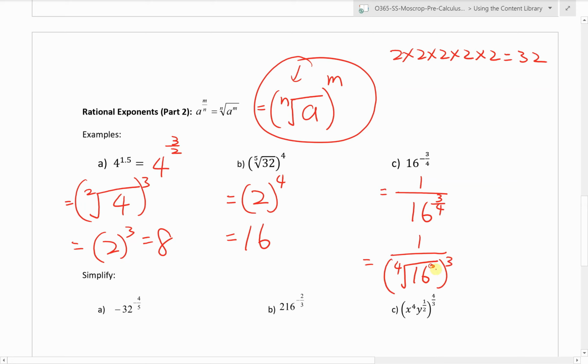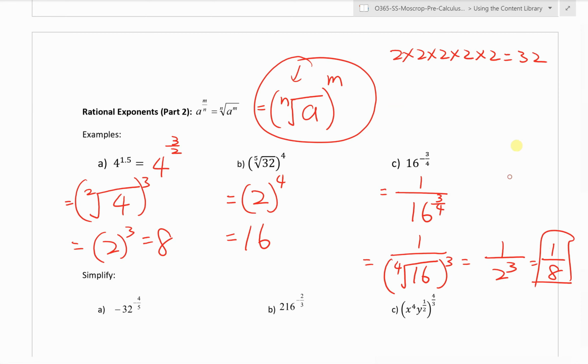Notice how this one, if you take the cube of 16, that's not so nice anymore, right? So we would rather do the fourth root first before we cube it. And the fourth root of 16 is going to be a 2. So that's going to be 1 over 2 cubed, which is 1 over 8. So again, much easier if you take the root first, whether it's a square root, cube root, fourth root, whatever. Make the number smaller first before you make it bigger.